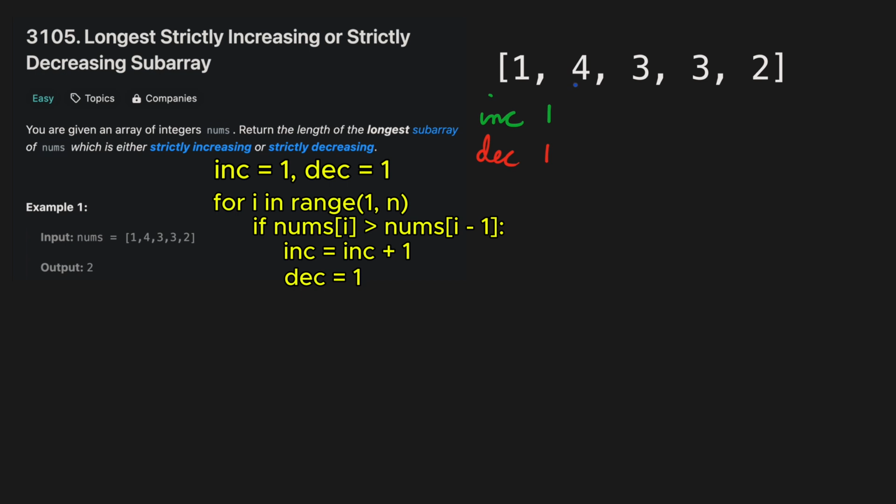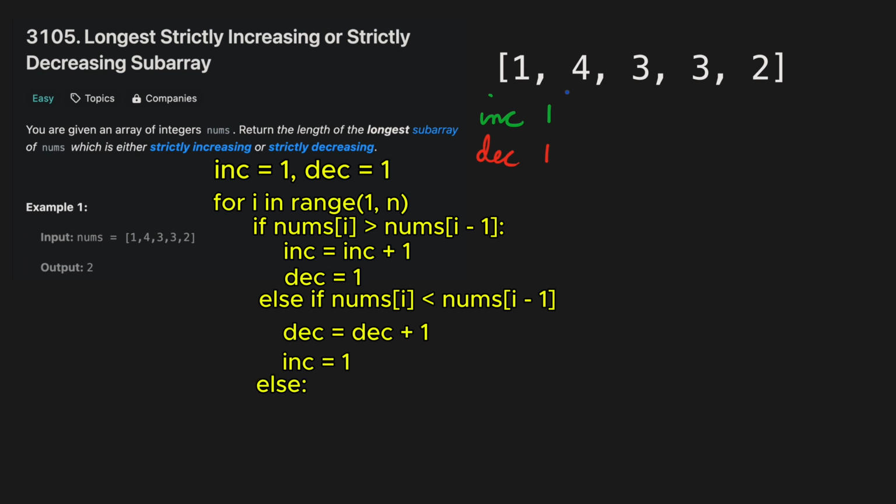Or the second case is the elements are in the decreasing order. In that case, we will increment the decrement counter and reset the increment counter. And finally, the last case is when both the elements are equal. In that case, since neither of them are increasing nor decreasing, we will reset both the counters. And at any point, the maximum value among the increment and decrement counters will be our answer.